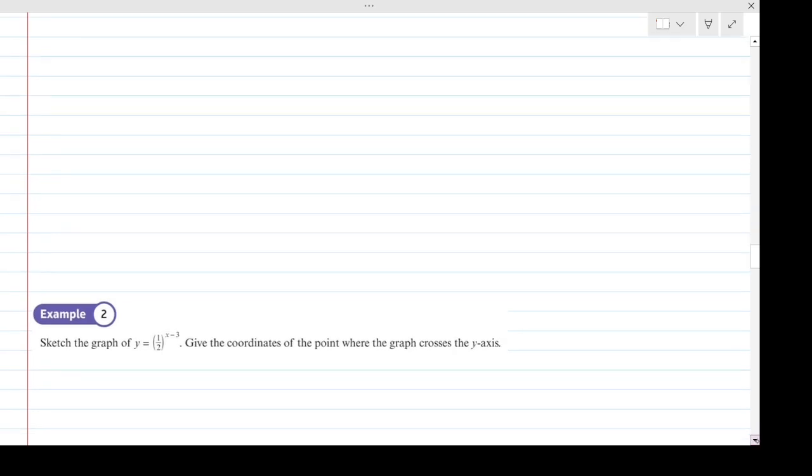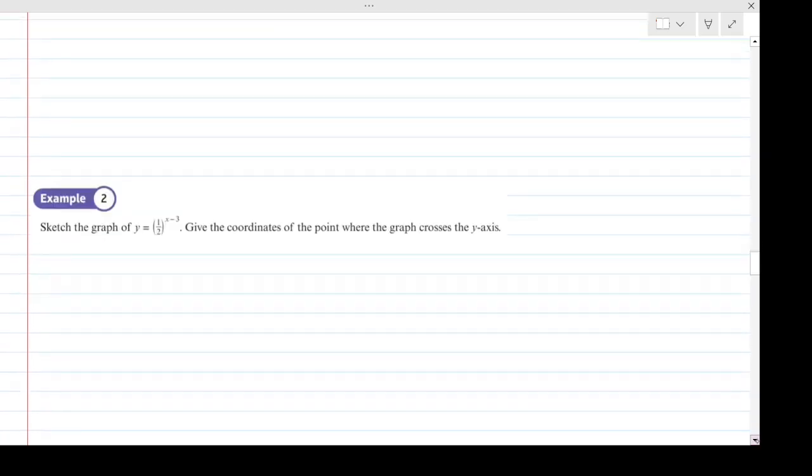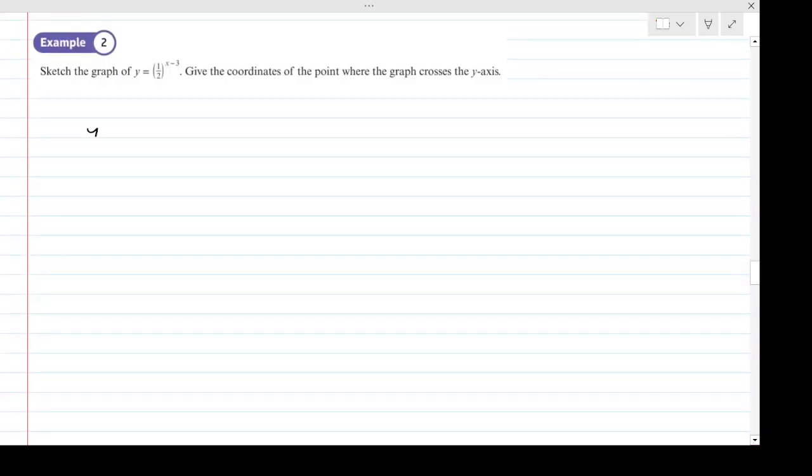Okay, so now we've got this question, a very similar question. We need to sketch the graph of y is a half to the power of x - 3.